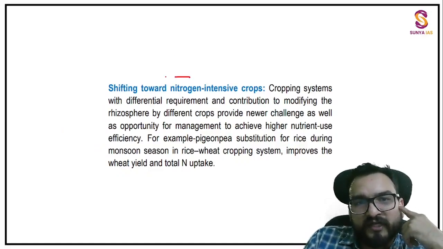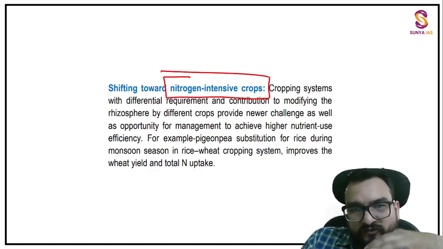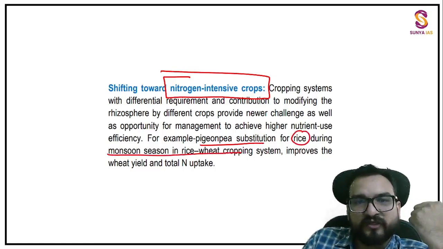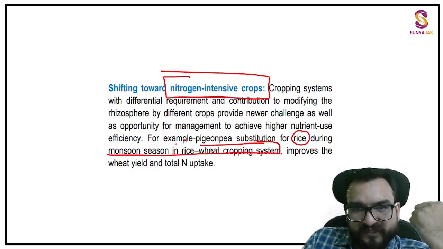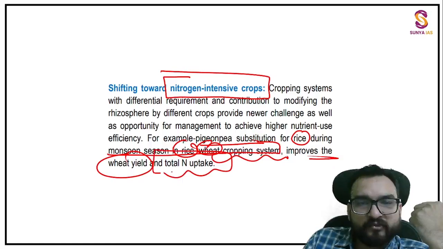Also shifting toward nitrogen intensive crops, crops which utilize the nitrogen. Example over here, pigeon pea as a substitution for rice during the monsoon season in a rice-wheat cropping system. Means pigeon pea and wheat should be grown over here. It will improve the wheat yield and total nitrogen uptake.